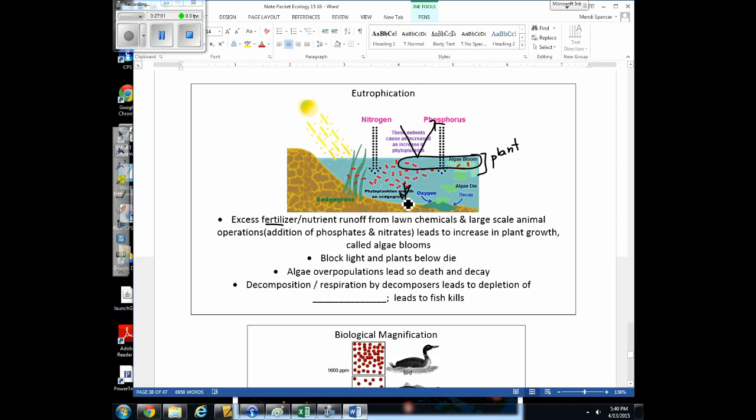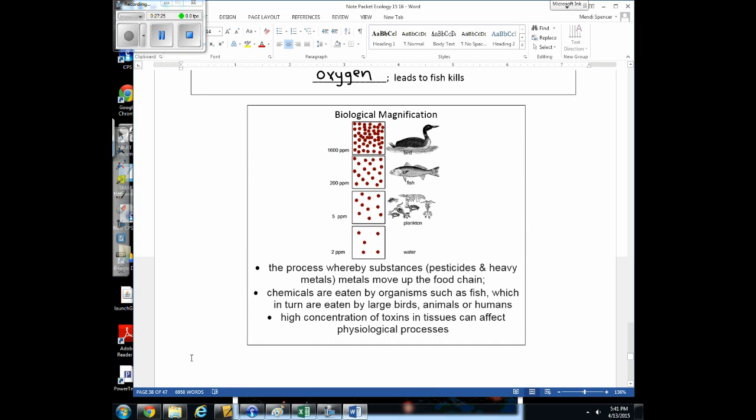So what happens in that situation is the decomposers are going to consume that organic molecule, and they're going to turn it into ATP. So they're going to perform respiration, and that uses oxygen. So we're showing oxygen being used by those decomposers. And so that's what leads to these fish kills, just simply the depletion of oxygen. But it all starts off with those excessive nutrients running into those freshwater ecosystems.